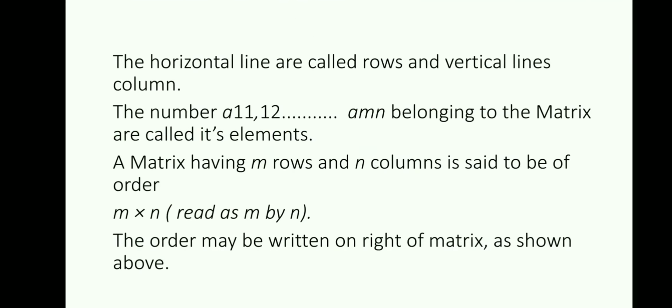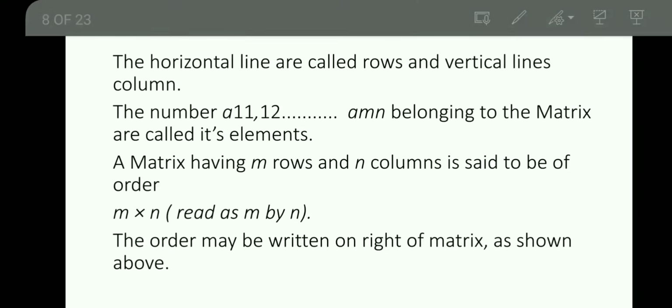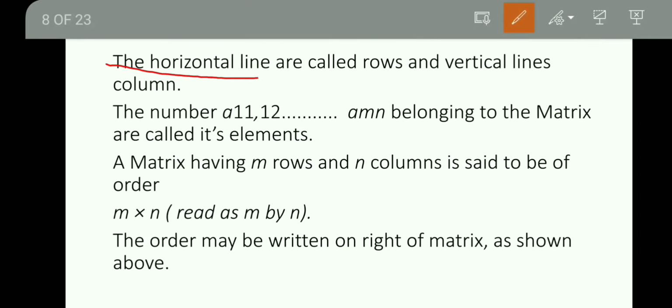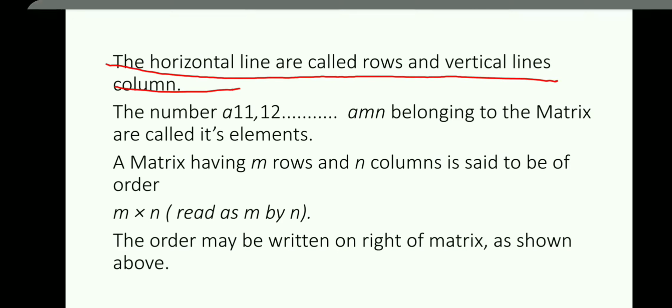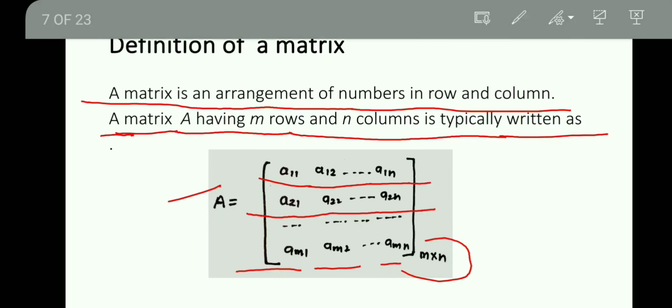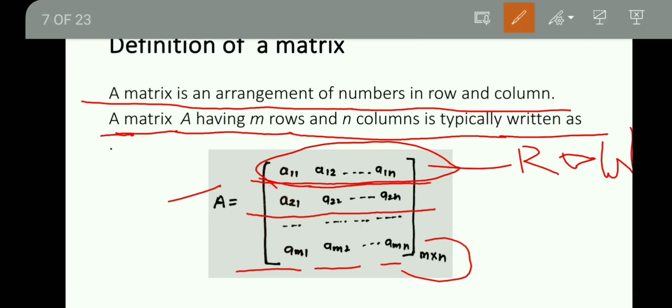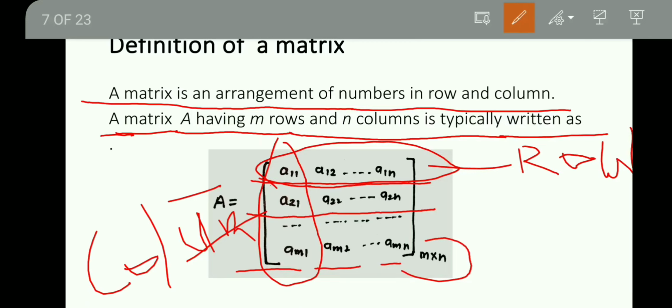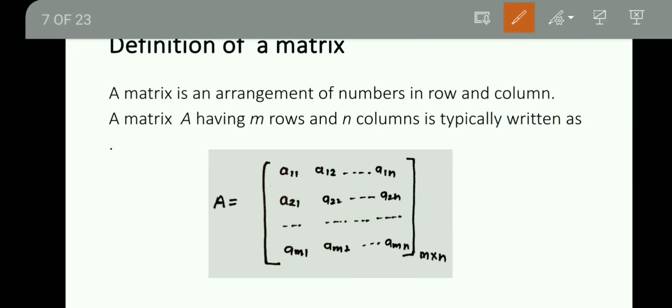एक सेकंड, स्लाइड्स में इसको पूरी डिस्कस किया गया है। The horizontal lines are called rows and the vertical lines are called columns. That is, these are called rows and these are called columns. Right, friend?